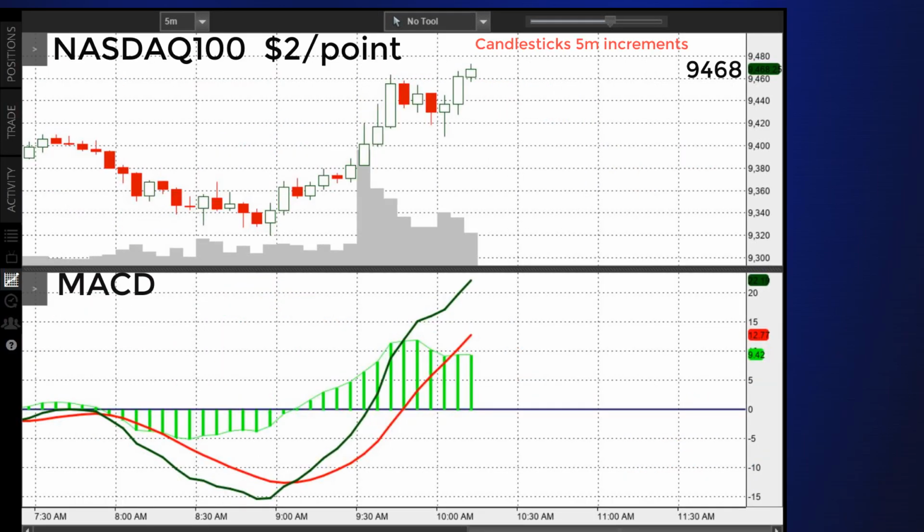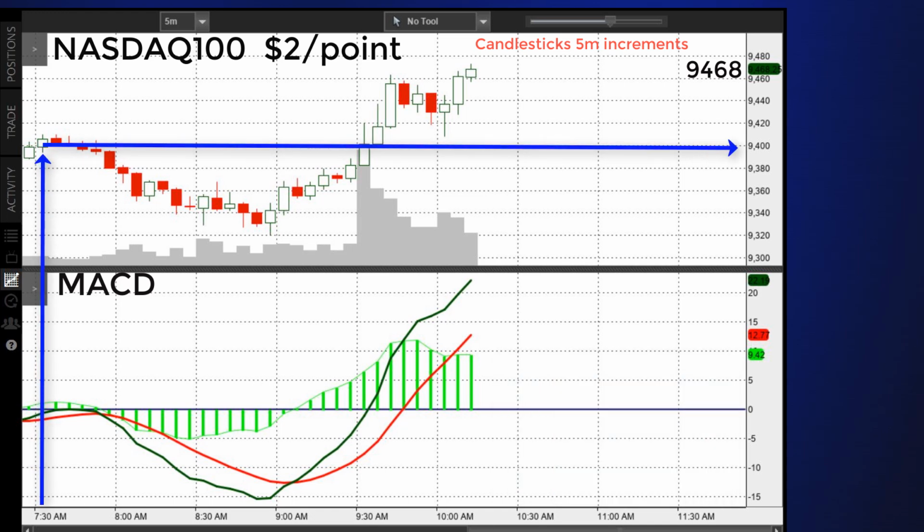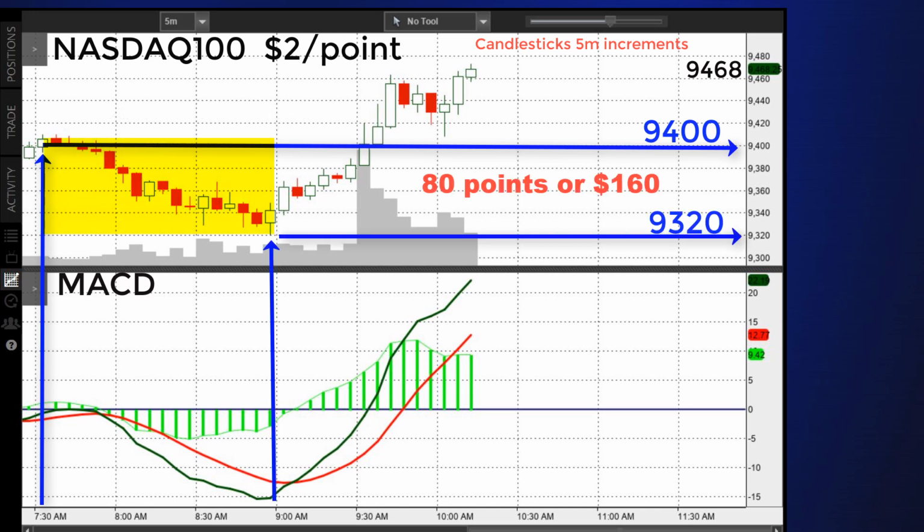Now, a trader's dream is to have a time machine, and when we look at charts, what I want to show you now is how charts can make trading look deceptively easy when you have that time machine. You have what's called the genius of hindsight. You see here at about 7:30 in the morning on this day, the NASDAQ100 was trading at about 9,400, and by 9 o'clock, it was all the way down to 93.20. That's a move of 80 points or $160.